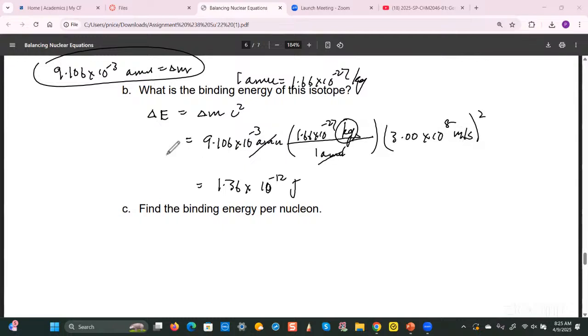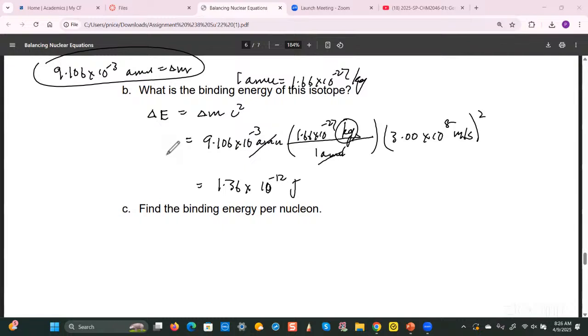All right, let me just redo this again to make sure that I'm doing this correctly. Times 1.66 times 10 to the minus 27 times 9.106 times 10 to the minus 3. And that's what I got, 1.36 times 10 to the minus 12, all right? Any questions about this one?